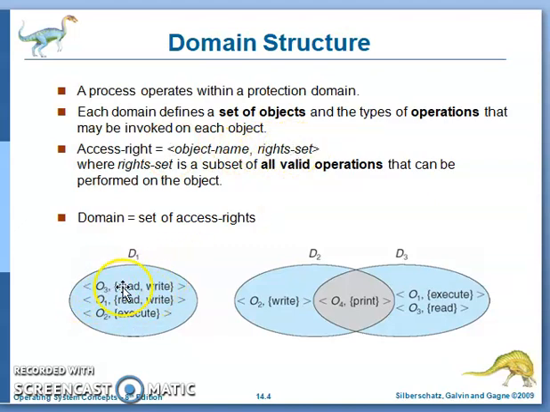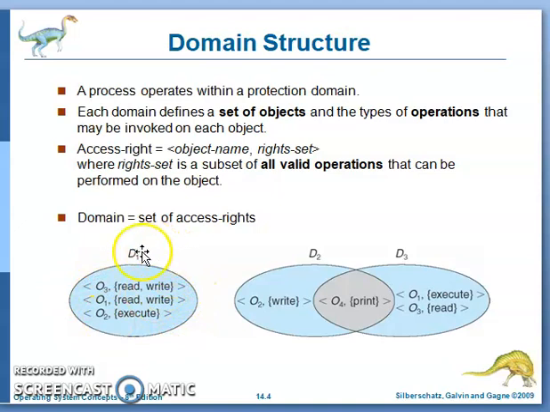This is one access right: on object 3, you can perform read and write operations. So that is one access right. The second access right is on object 1, where read and write operations are performed. On object 2, the execute operation is performed. These are the access rights. So the domain is nothing but a set of access rights.